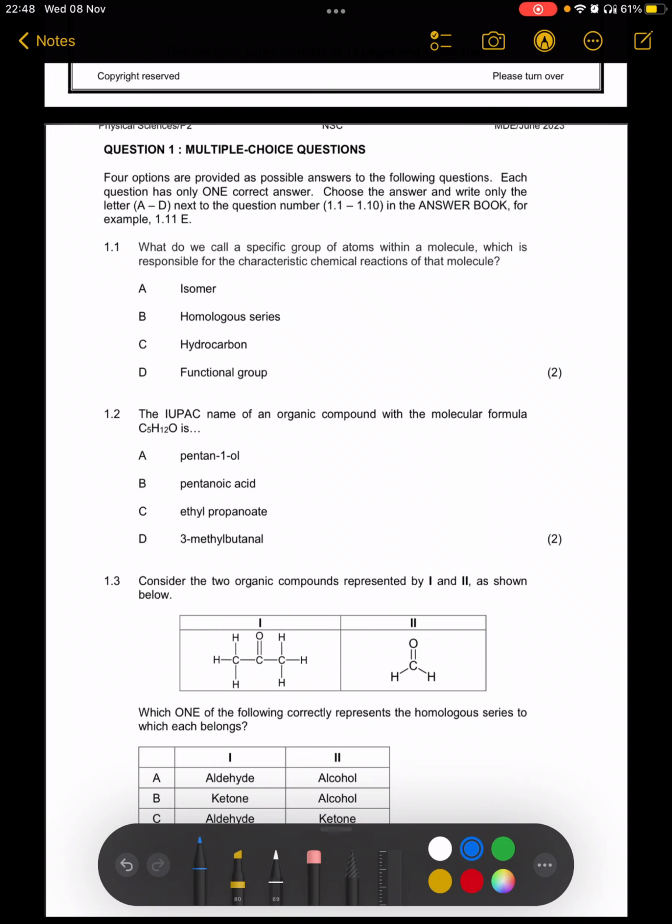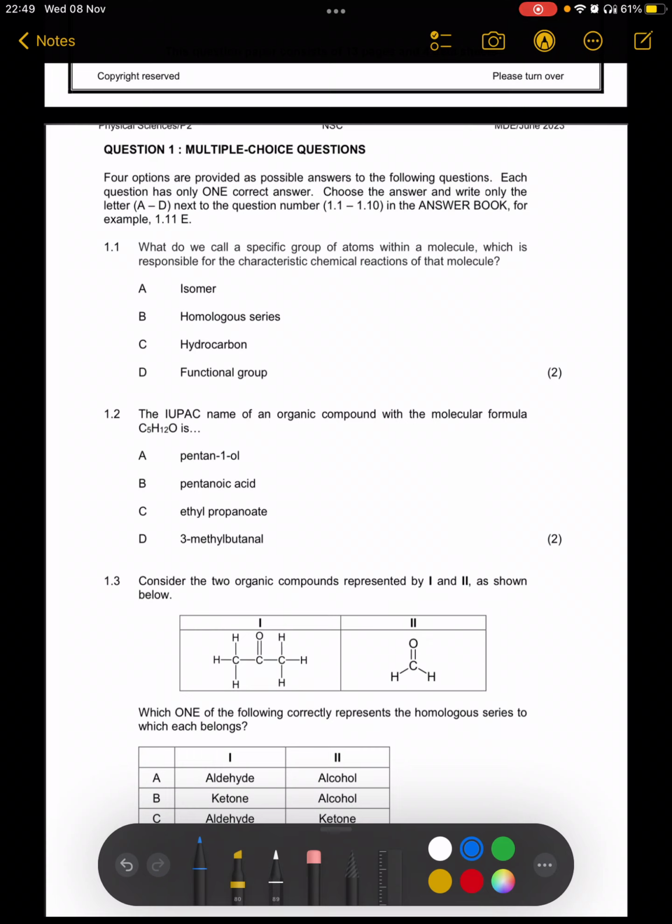Now, in 1.1, they ask you, what do we call a specific group of atoms within a molecule which is responsible for the characteristic chemical reactions of that molecule? First, you're given four options, and out of those four options, there's a 50% chance of two answers being totally wrong and 50% chance of two answers being one of the correct ones. So you look at an isomer.